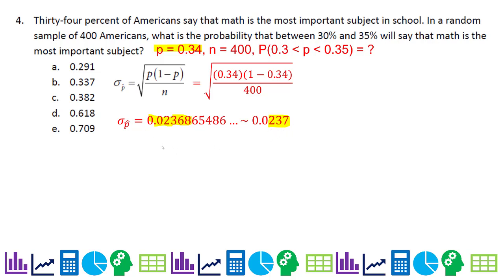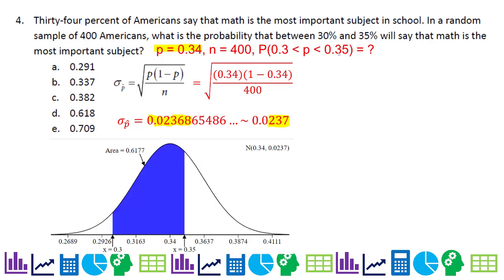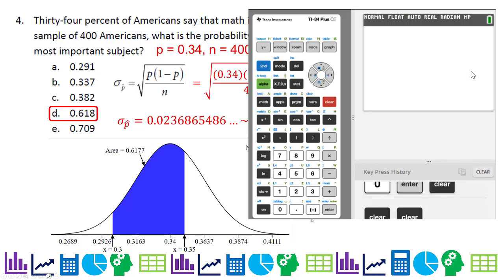So if I were putting this in Staplet, there's my mean, there's my standard deviation, and then I say from 0.3 to 0.35, so you can see there's a 0.3, there's a 0.35, there's the area, 0.6177, which does give you 0.618. But being a good teacher, I also need to practice showing you how to do this with the calculator, so here we go. Okay, and just to remind you how to do this on the calculator, because you will need to be able to do this on your own.